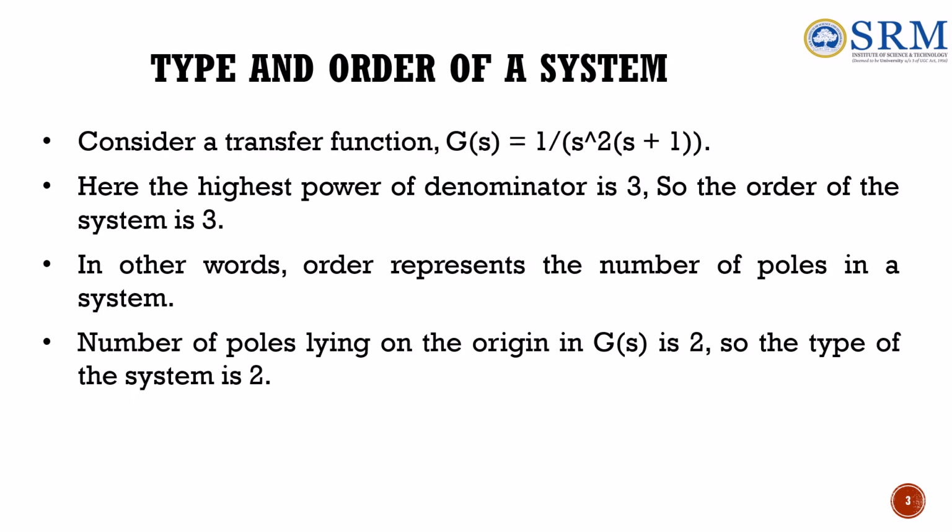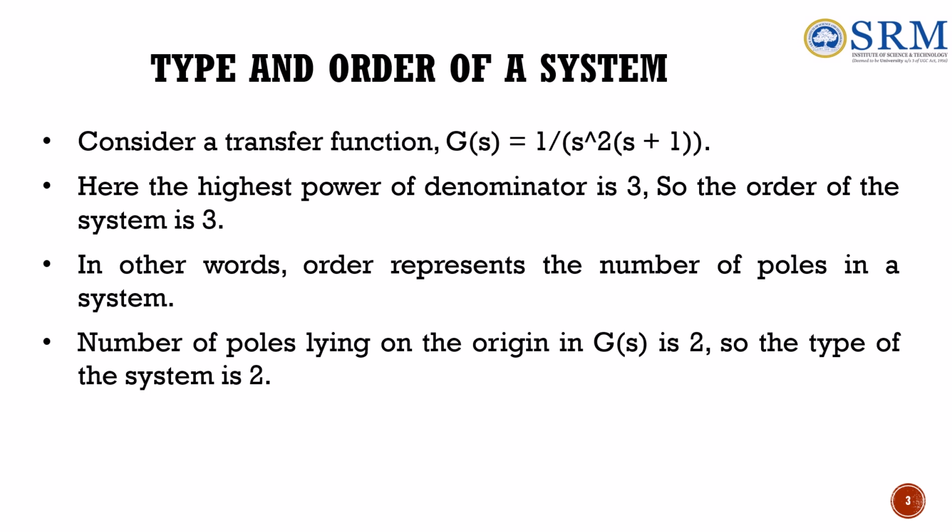Let's see an example to find out the type and order of the system. Let's consider a transfer function G(s) equal to 1 by s square into (s plus 1). The highest power of s in the denominator is s square into s, that is 3. So the order of the system is 3. This means there are 3 poles in total.